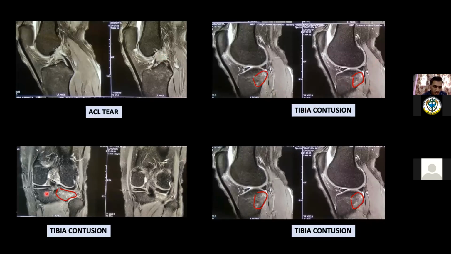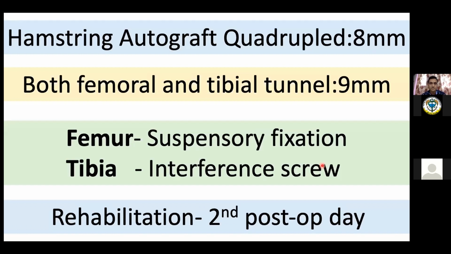And in this coronal section as well, this is the T2 weighted signal. There is contusion in the posterior aspect and also on the lateral aspect of the tibia, but there is no contusion in the femur. This was done about 2 months after his injury. Then this patient presented to us.